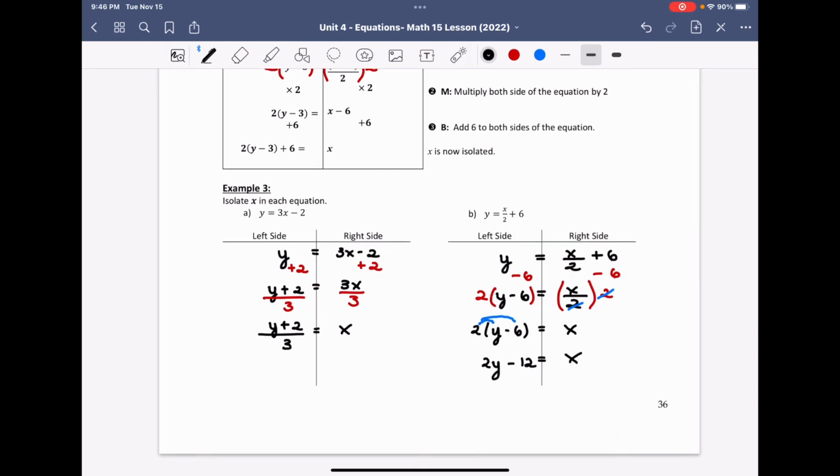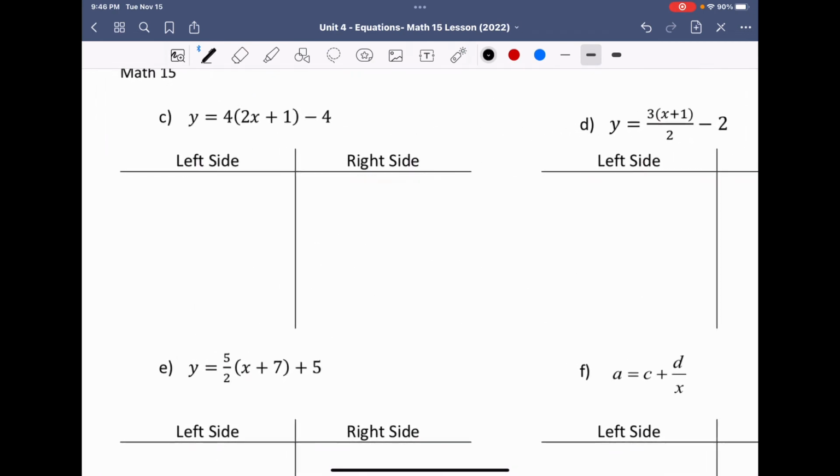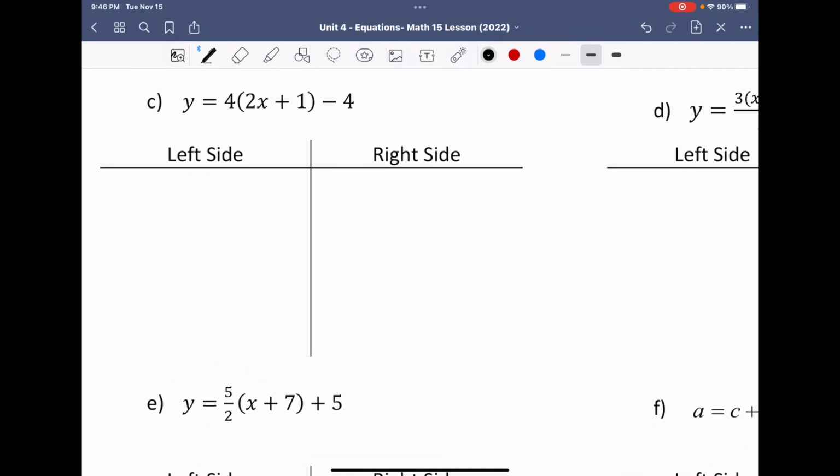Okay, let's go over to our next page here. So now we have a bunch more examples. They're increasingly getting more complicated. Remember what I said to do. We're going to write the original: y equals 4 times 2x plus 1, minus 4. All right. If there's anything attached to the thing with the x, in this case the minus 4, we need to do the opposite operation here.